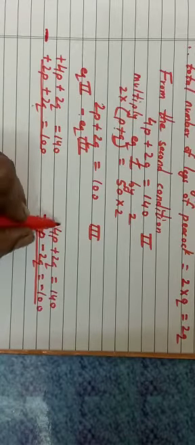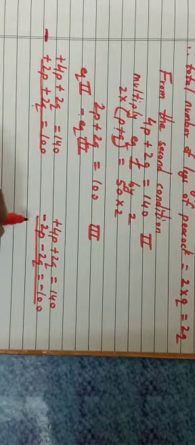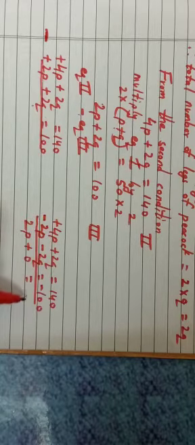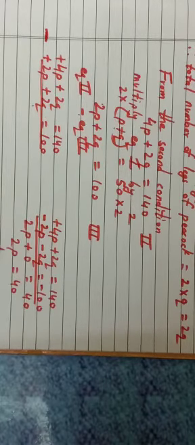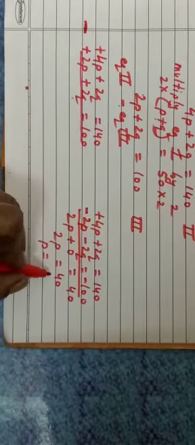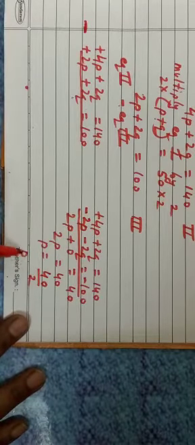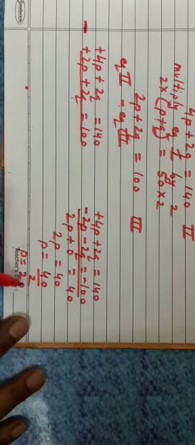No sign means plus. So you will get 4P minus 2P is 2P, plus 2Q minus 2Q is 0, which is equal to 140 minus 100 is 40. So you will get 2P is equal to 40. So P is equal to 40 upon 2. So P is equal to 20.